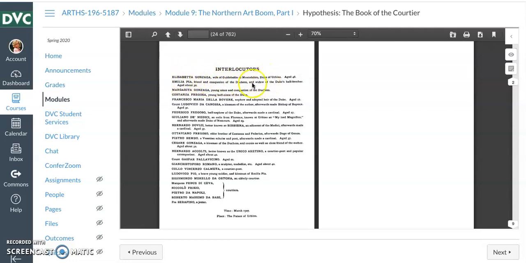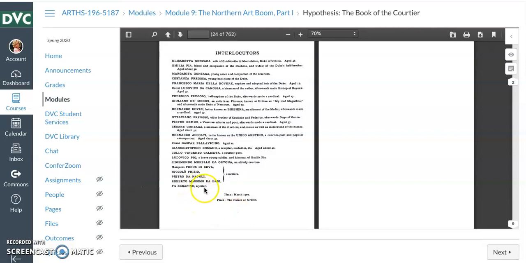The wife of the Duke of Urbino, Emilia Pia, the friend and companion of the Duchess, the Count, Ludovico de Canossa, a kinsman, and there's even a jester. And then you've got the time. This is actually supposedly an event that Castiglione has recorded at the Palace of Urbino.